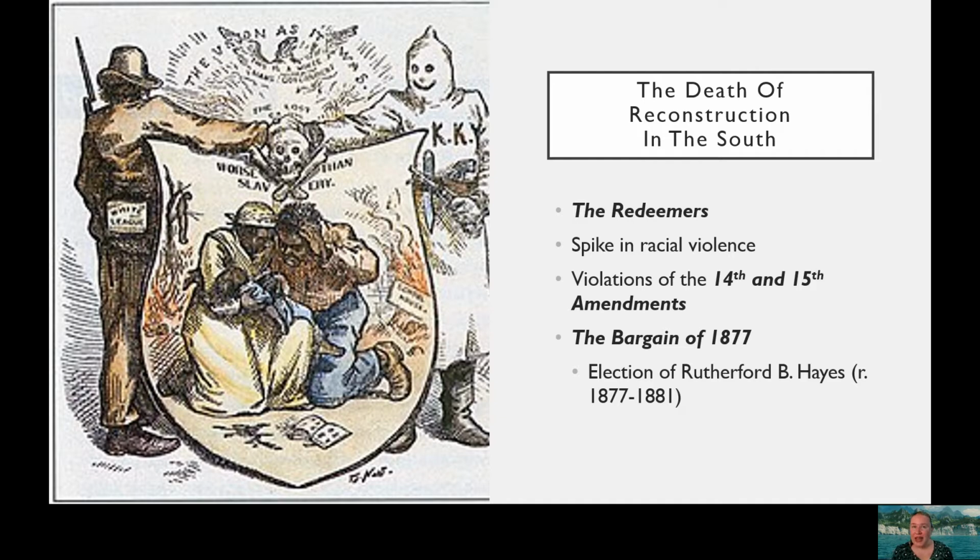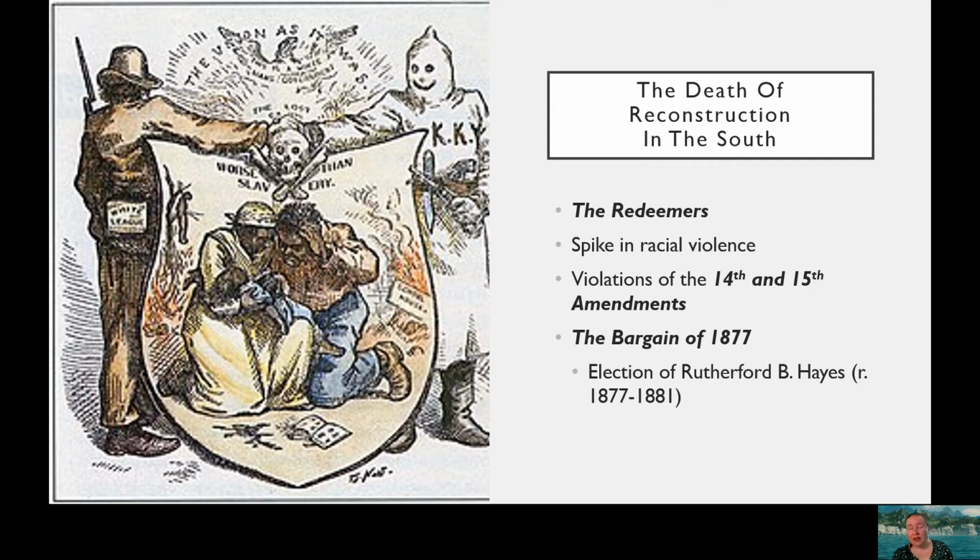The final sort of nail in the coffin for Reconstruction is the election of Rutherford B. Hayes in 1876. The popularity of Redeemers makes the South competitive in this election, and Democratic candidate Samuel Tilden ended up tying the Republican candidate Rutherford B. Hayes in several Southern states, which created a problem in the Electoral College, because by this point, many states had declared a sort of winner-take-all system for their Electoral College votes, so whoever won the popular vote in the state gets all of the Electoral College votes.